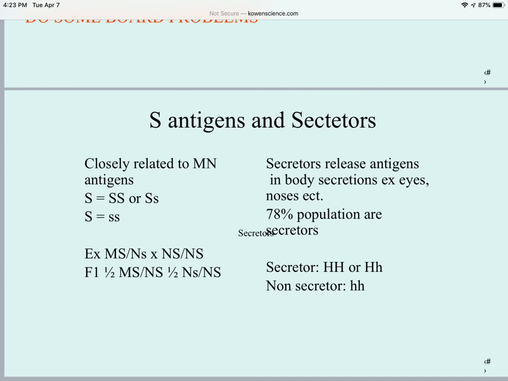And then some individuals are secretors, meaning that you can tell their blood type through body secretions like the eyes or the nose. About 78% of the population are secretors. To be a secretor, you can be big H or big H little h, and then to be a non-secretor, you are little h.